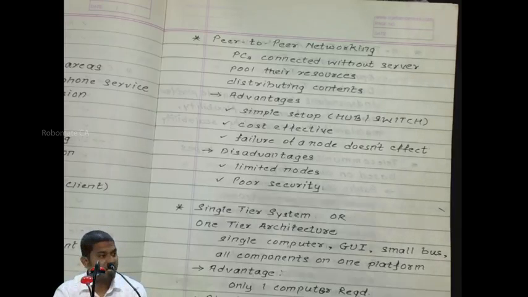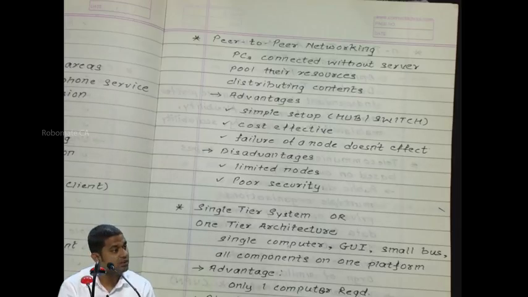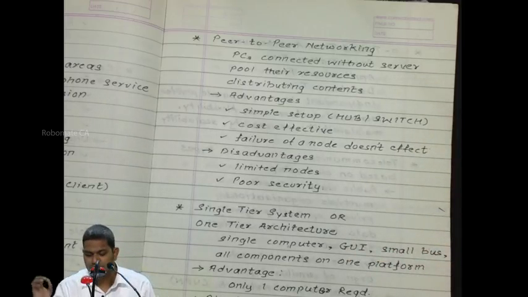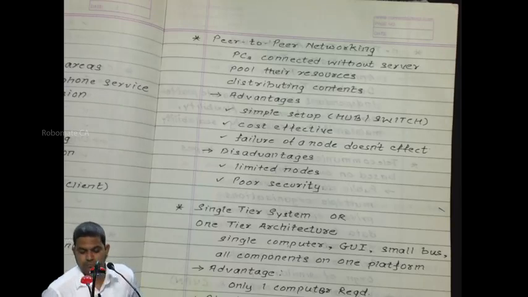And it is very much cost effective. Why, you know? Because you don't need to buy a server. Server is a very costly machine. Normal nodes you buy, you connect them with each other, and that's it. A network is created. So it is very, very cost effective.